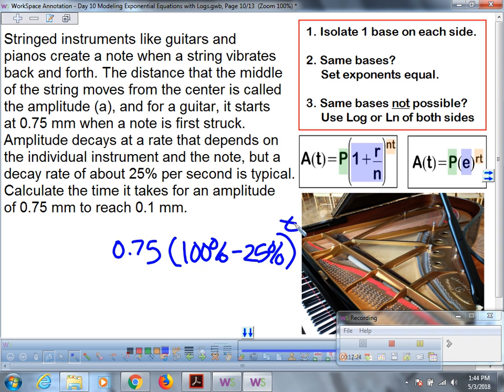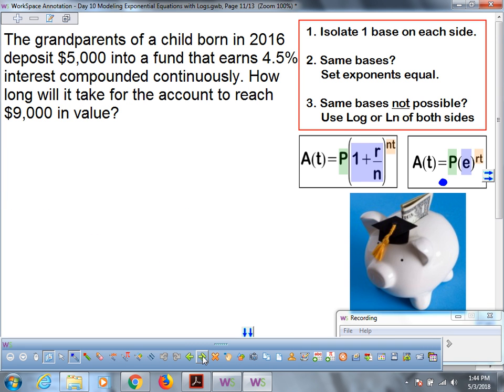Now I just need what we're going to get to. It's going to decay, so it's going to be a smaller number than this. Calculate the time it takes for the amplitude of 0.75 millimeters to reach 0.1 millimeters. So that's set up. Now I'm going to go find one with continuous. There it is.